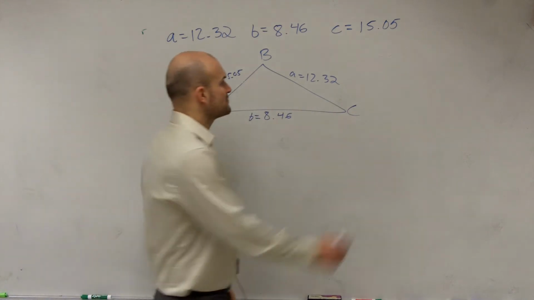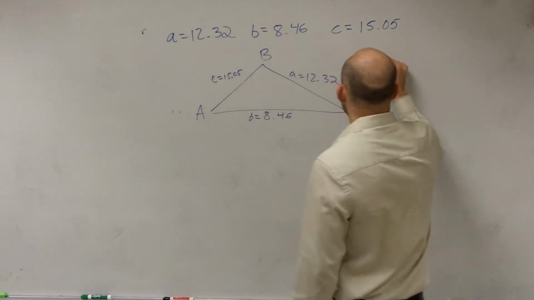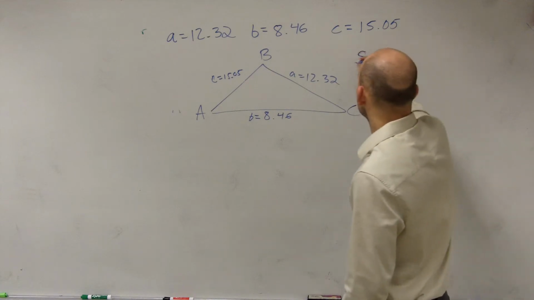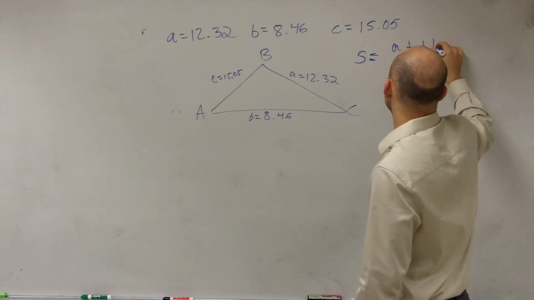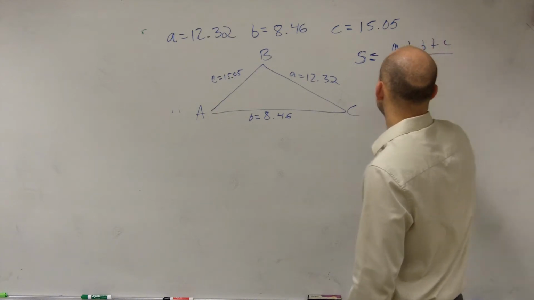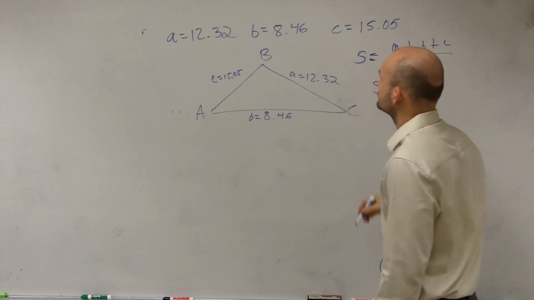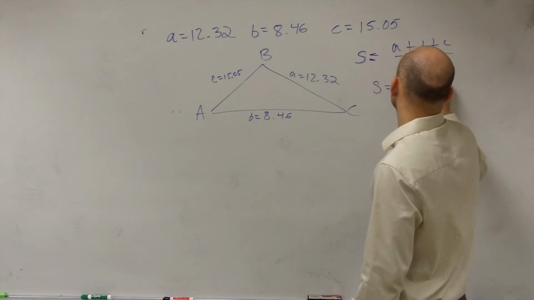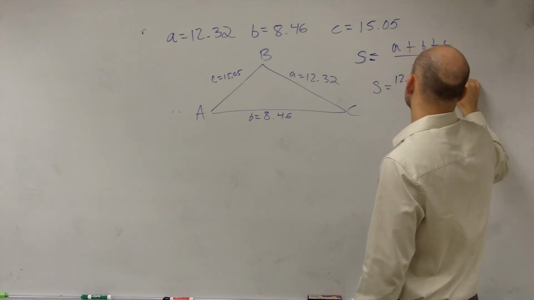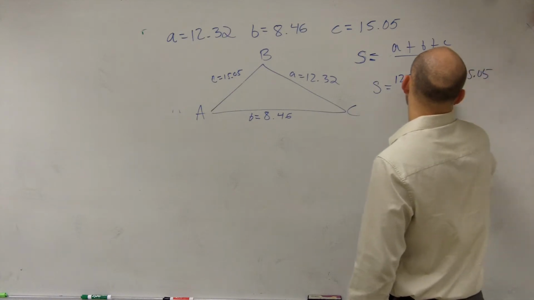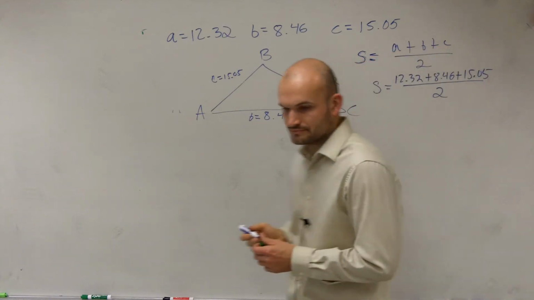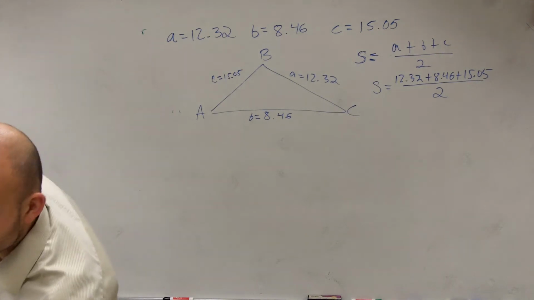So here's the way Heron's formula works. The first step is to find s. S is the value that you're going to work with, and all s states is a plus b plus c, divided by 2. So all we're going to simply do is find your s.